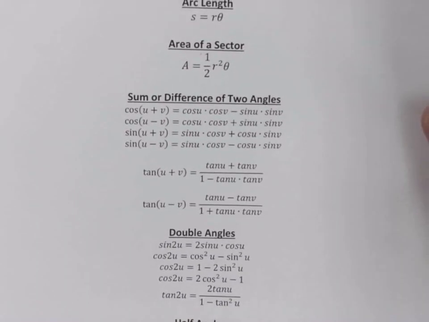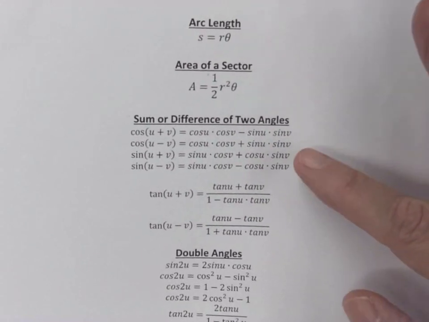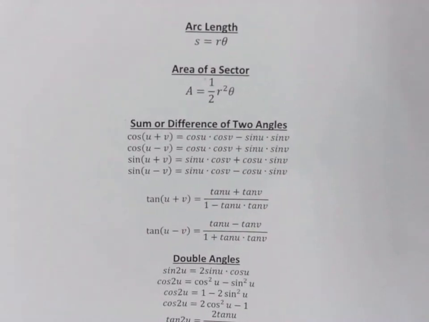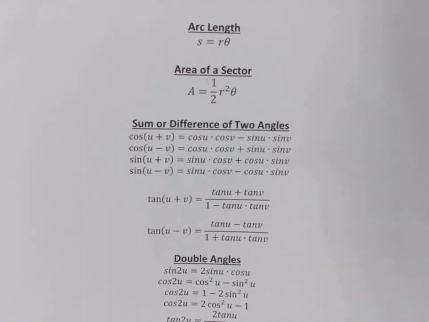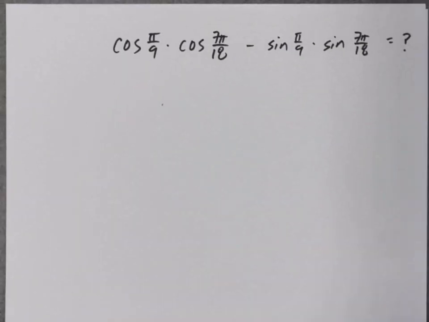We are now going to use the sum and difference formulas to solve a different kind of problem. So once again, here are the sum and difference formulas. It's where we have two angles, and we are either adding the angles together or subtracting them. I went ahead and copied down the problem to save time. So here's the problem.